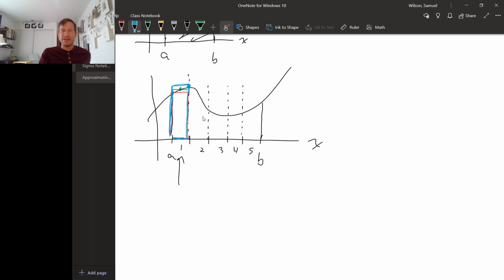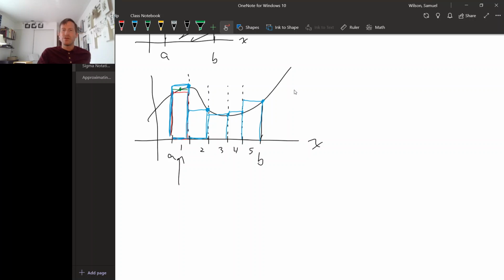Okay, for the next subinterval, interval 2, we're again going to go all the way across the bottom, and the height is going to be the height of the function at the right-hand endpoint. So that's like this. So there's our rectangle for the second interval, and then for the third interval, it's going to be something like this. And for the fourth interval, like this, and then for the fifth interval, like this.